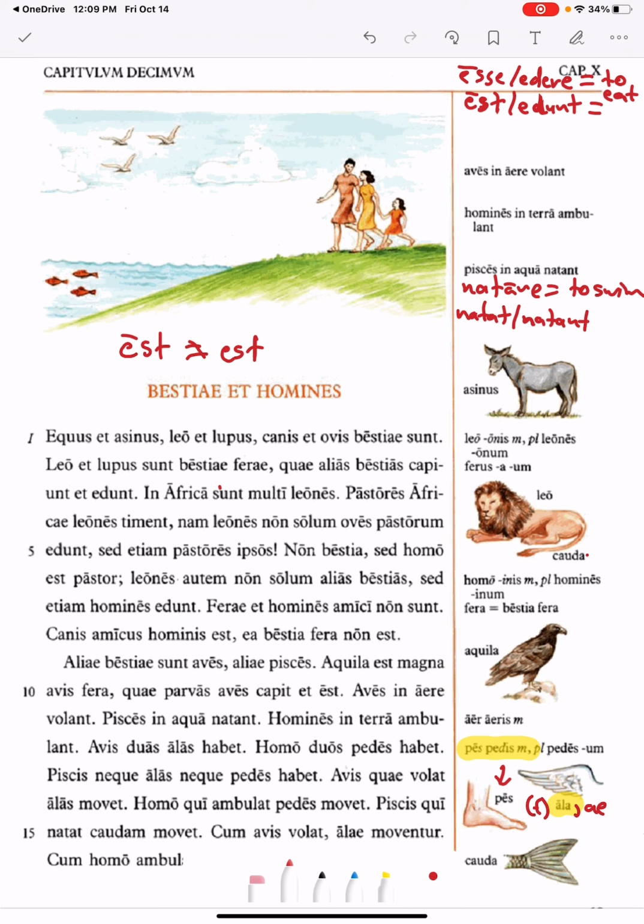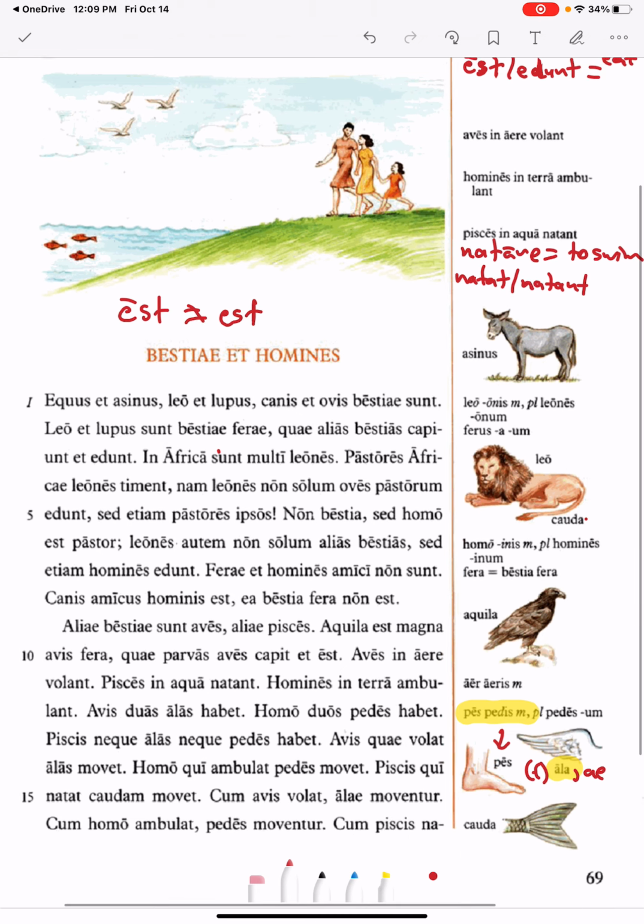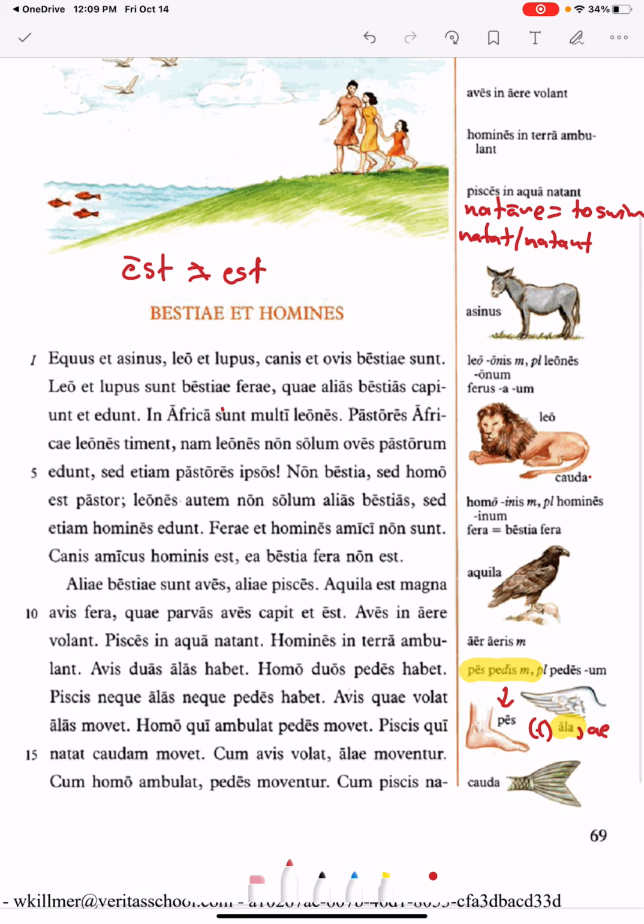Next sentence. Avis quae volat alas movet. Homo qui ambulat pedes movet. Piscis qui natat caudam movet. Cum avis volat alae moventur. Cum homo ambulat pedes moventur. All right, let's stop here.